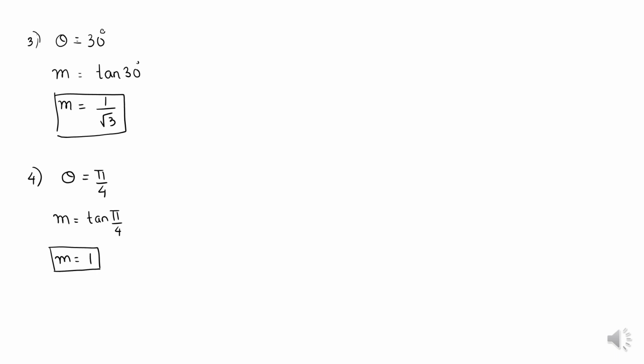Understood? Yes. Question number 5, you will try as homework. It is similar to question number 3. They have given the intercepts. You have to find the inclination. Inclination means first you will find m. After getting m, you will find theta. Understood?